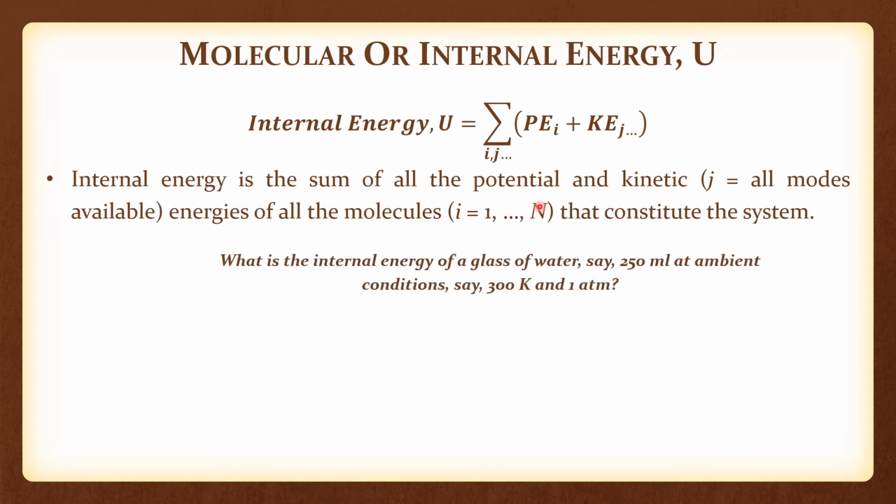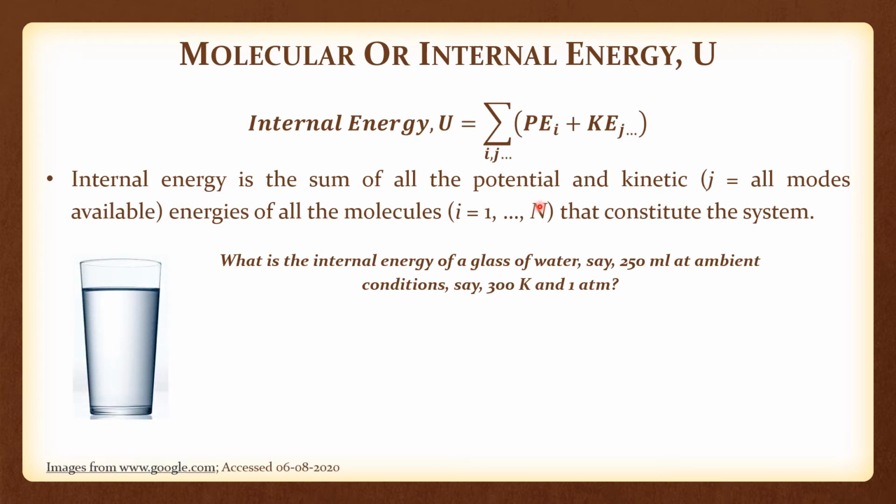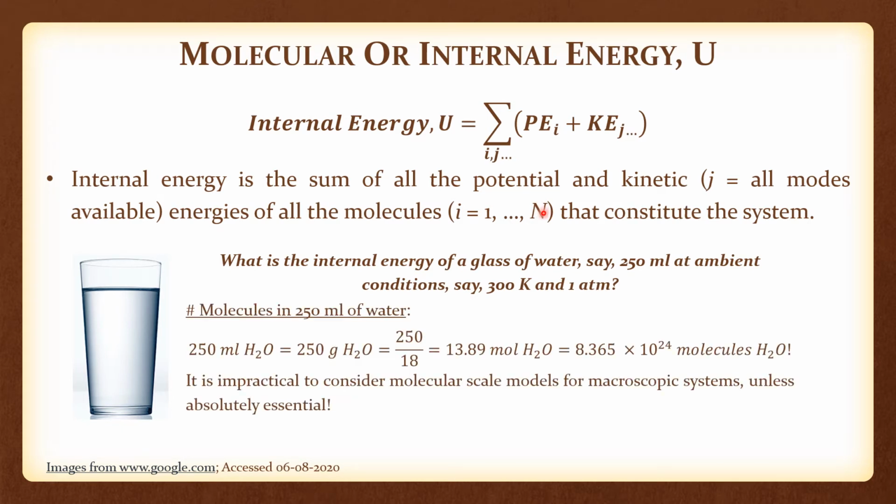Now, since we have this understanding of internal energy, let us try to understand the internal energy of a glass of water. We'll take the picture that we showed earlier, the macroscopic versus microscopic versus molecular. So a glass of water, say a quarter liter or 250 ml of water at ambient conditions, 300 Kelvin, 1 atmosphere. What is the internal energy? In order to do that, first let us estimate how many molecules, n, there are. So 250 ml of water, taking the density to be 1 gram per ml, is 250 grams of water. Dividing by the molecular weight of water gives 13.89 moles of water. That is roughly 8.365 × 10^24 molecules of water.